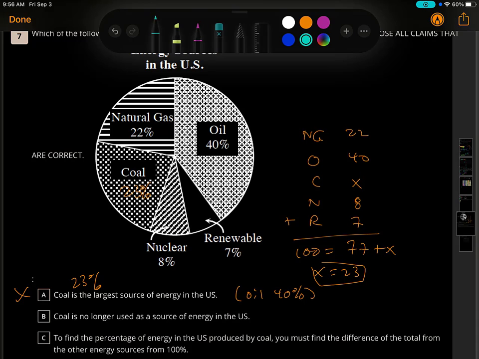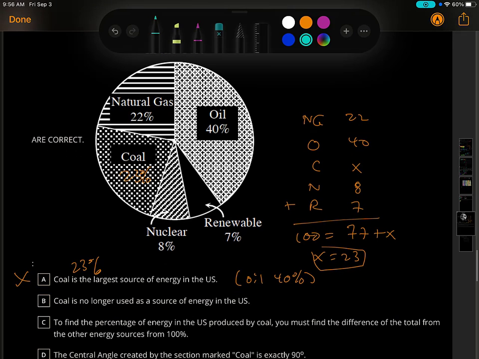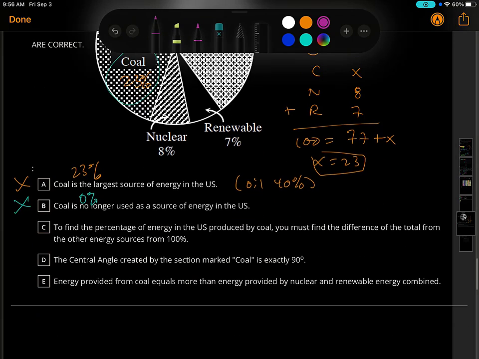B. Coal is no longer used as a source of energy. So you're saying that's like a 0%, but you have 23%, so no. Remember, it says select all that are correct. To find the percentage of energy in the U.S. produced by coal, you must find the difference of the total from the energy sources from 100%, which is what we did right here. So yes, C works.